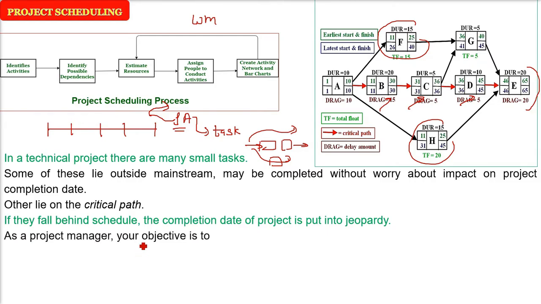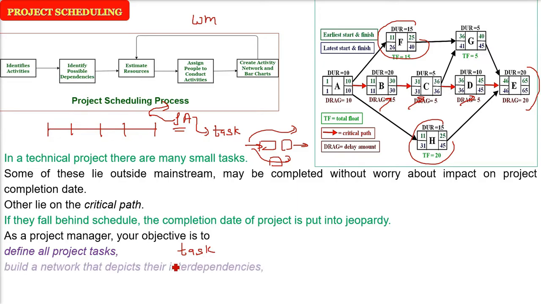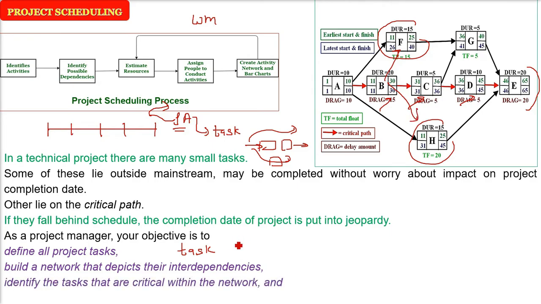So as a project manager, what is your objective? Your objective is to define all the project tasks, whichever tasks are possible. First thing is this, deciding what tasks are to be done. Then all these tasks will have some interdependency. They will be dependent on one another. So build a network of that. Build a picture presentation like that.